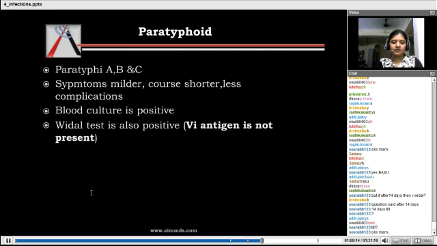Next, go to paratyphoid. Paratyphoid we have 3 types. Paratyphi A, B, C, milder symptoms, blood culture will be positive and Vidal will also be positive. But you know that in the paratyphi, Vi antigen is not present. This is microbiology, recollect.